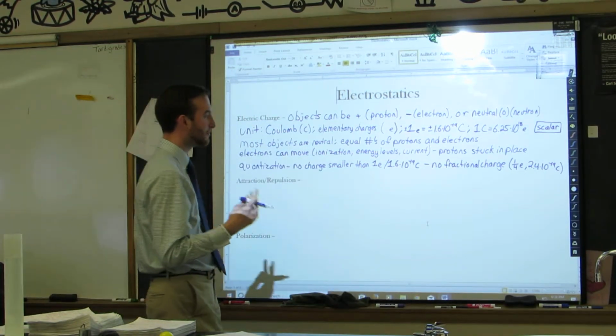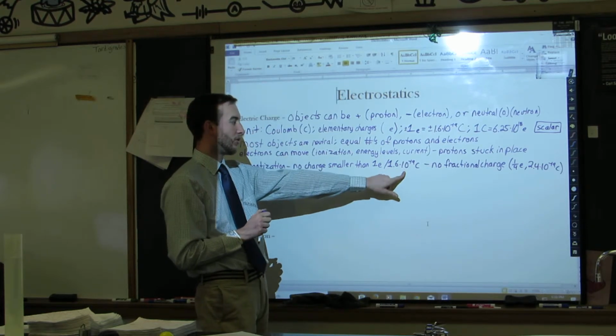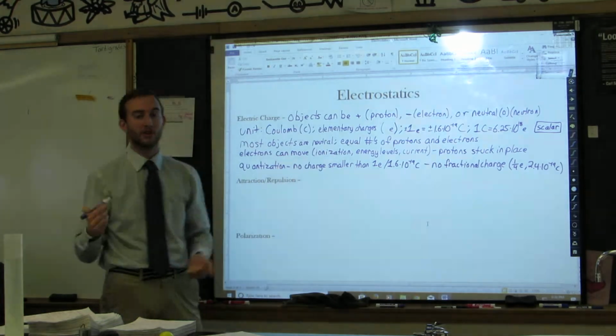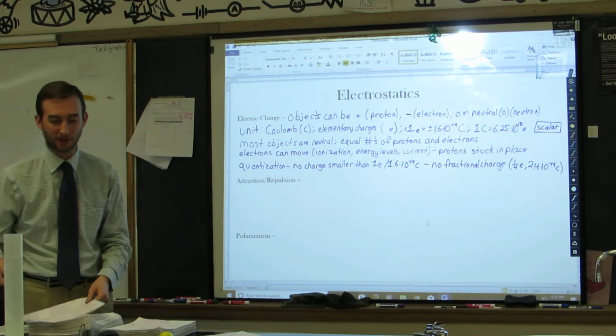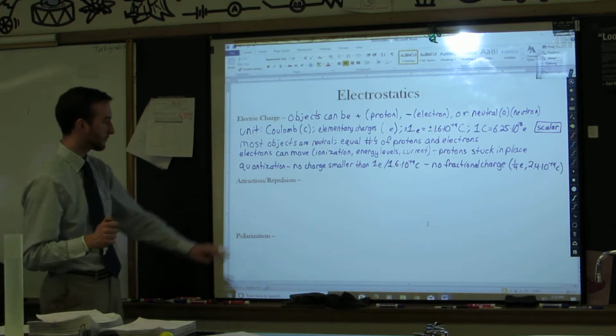So charge has to be a multiple of this. Okay, it has to be a multiple of this. Or I guess, in other words, of saying you must have a whole number of elementary charges. No such thing as a fractional number of elementary charges.